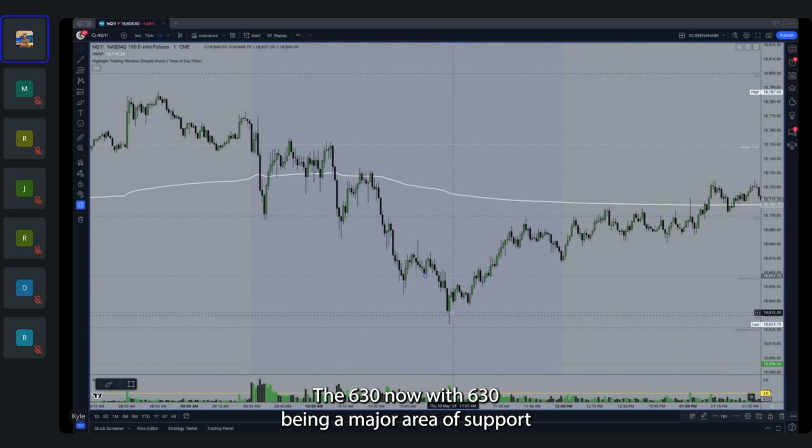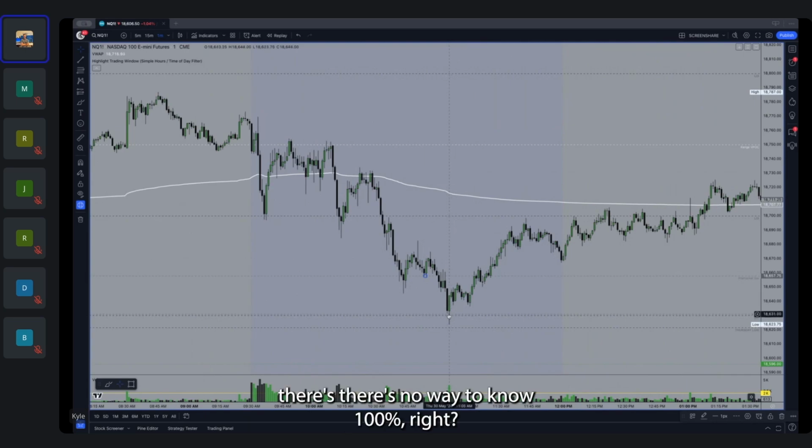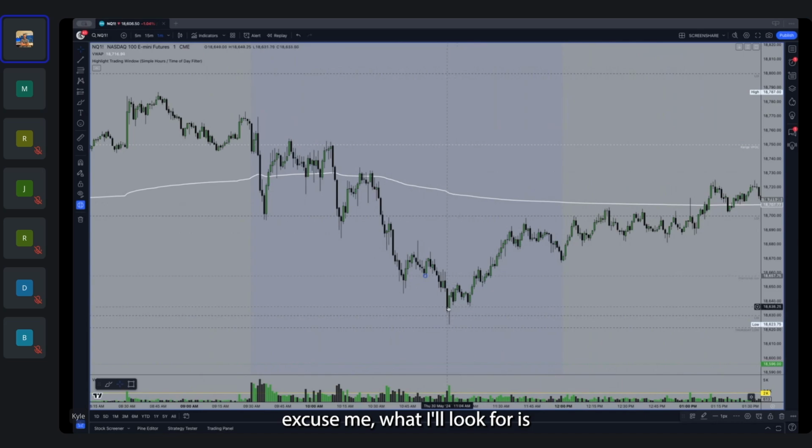Now, with 630 being a major area of support, I do expect a reversal down here, especially with this type of bar that comes in. Now, when price is actually into 630, there's no way to know 100%, right? This is where risk management really comes into play. And so what I'll look for is how price actually does respond to that level.